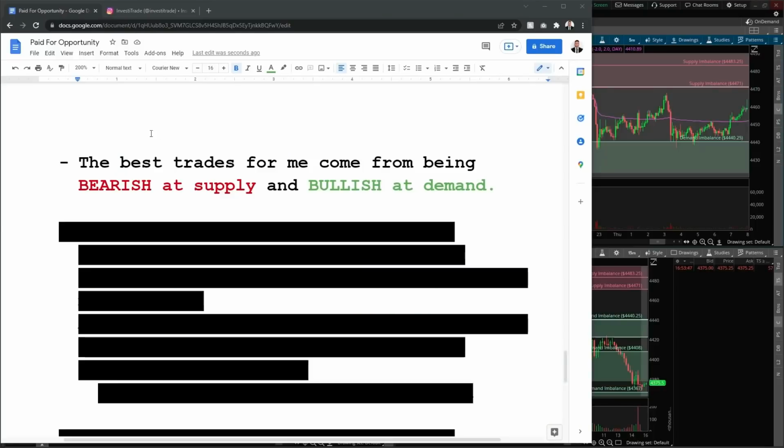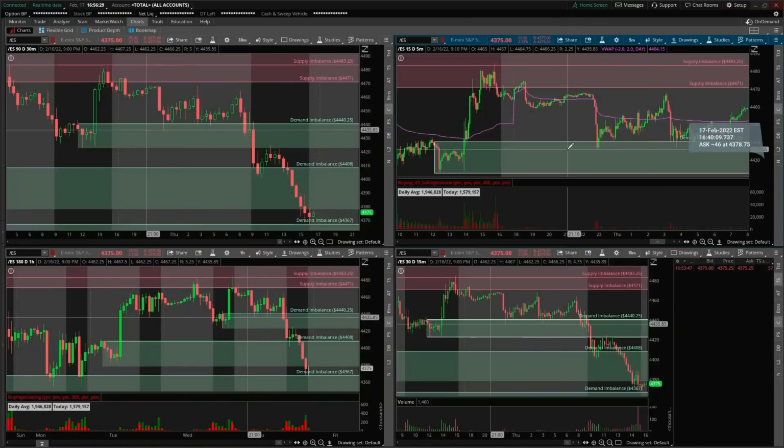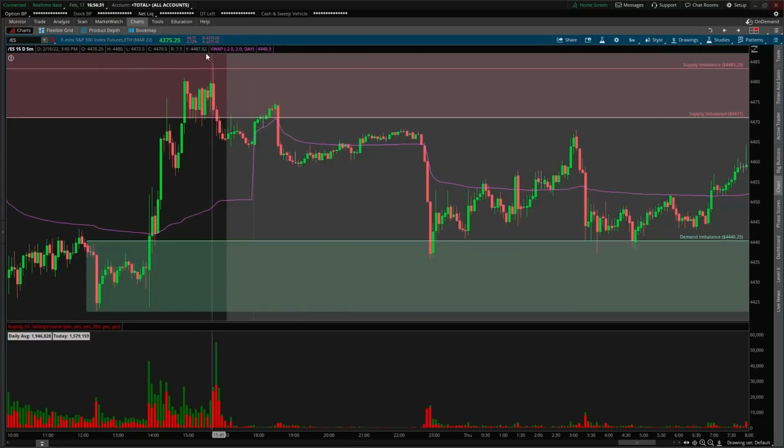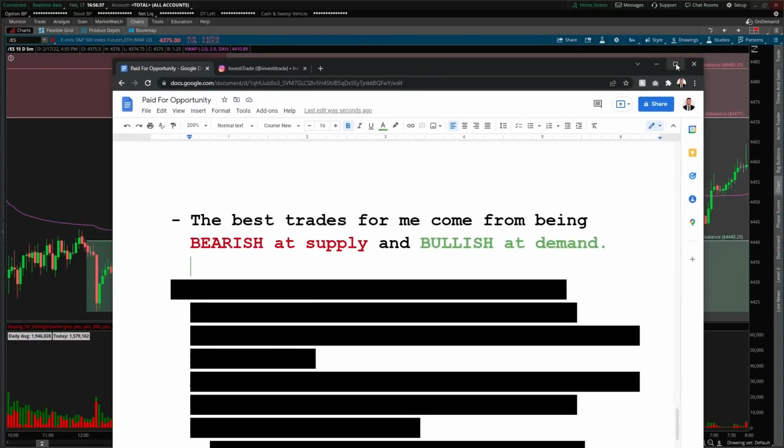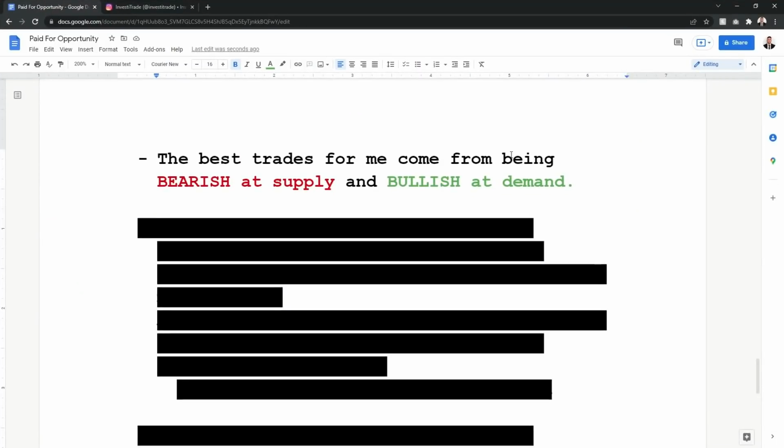So obviously, for me, the best trades come from being bearish at supply or being bullish at demand. Our job as traders is trading on the same side as whatever participant is showing the most effort and the one that is getting the most rewarded in the market. For example, bearish at supply, we look to play a bearish position, and we also look to play a bullish position at demand. It's how the market works and how I take the best trades.